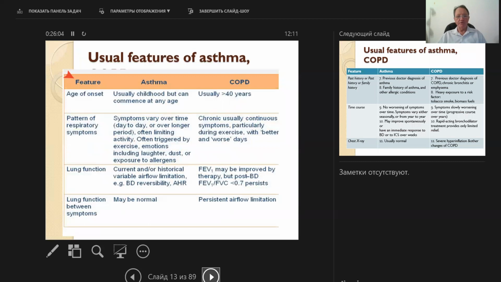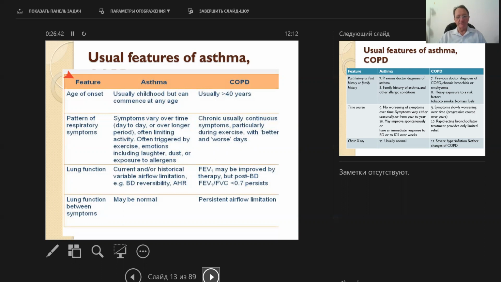So if we are talking about onset, asthma onset may be in childhood, and COPD is diagnosed mostly in patients more than 40 years old. And previous history for patient with asthma is allergy. In case of COPD, it's mostly chronic bronchitis.